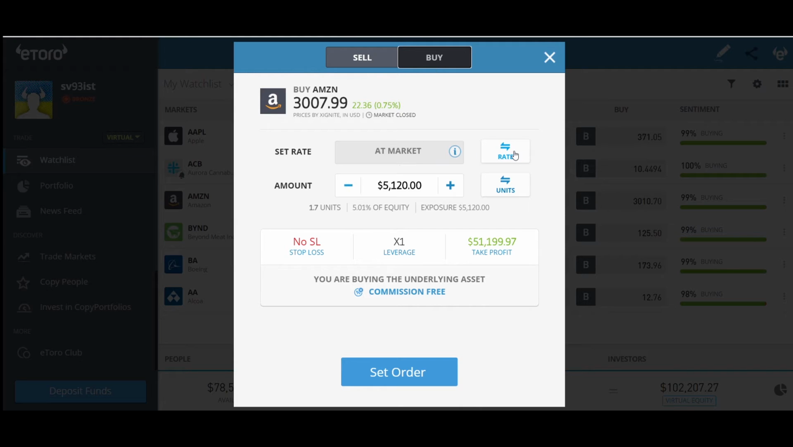If you want to buy at market price, you just leave it here, or if you want to buy at a certain price, you click rate and put that amount of money that you want to buy at. So we just choose market price.